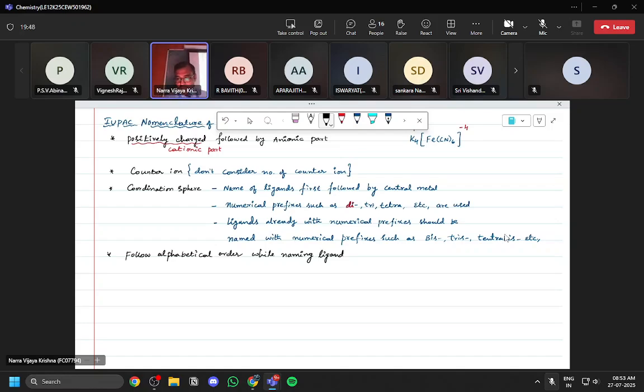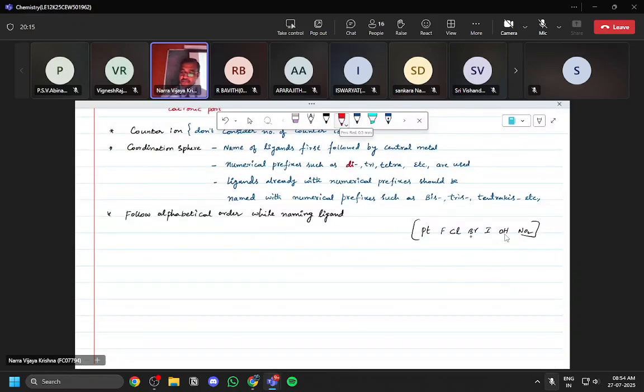For example, ligands are like this. I'm taking one complex, name of the complex in this way. Platinum, fluoro, chloro, bromo, iodo, hydroxo, nitrito. 1, 2, 3, 4, 5, 6. 6 ligands complex is there, right? What is the name of this complex? This is bromo. B comes first, correct? Then chloro, then fluoro, iodo, hydroxo.